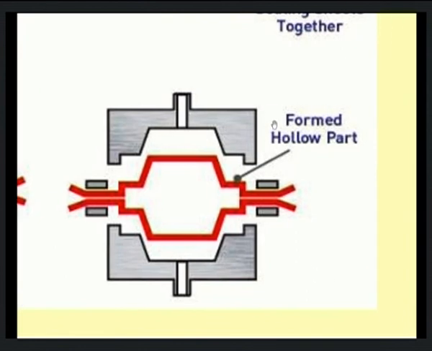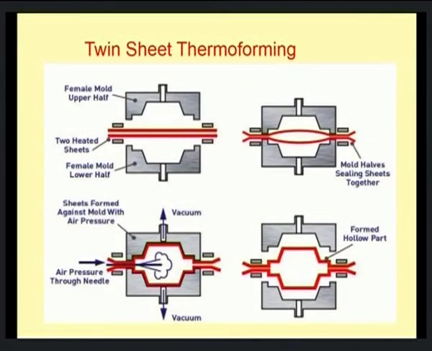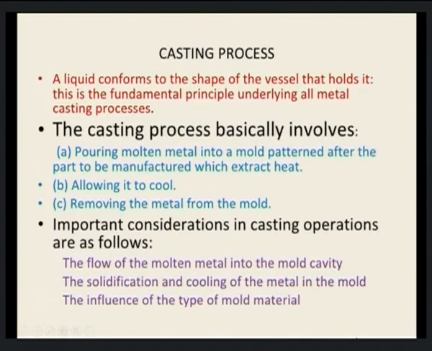In the next step, once the product gets solidified as it comes in contact with the surface of the mold, one half of the mold moves up, and then the formed product can be removed. This is how a twin sheet thermoforming process works.